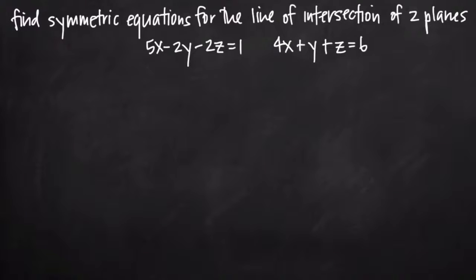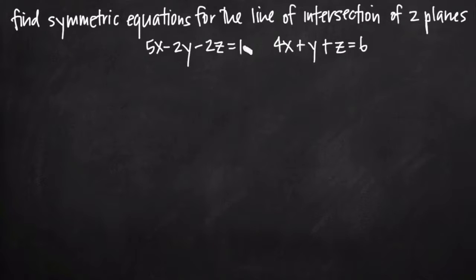Today we're going to be talking about how to find the symmetric equations for the line of intersection between two planes. In this particular problem, we've been given the equations of two planes. One is 5x - 2y - 2z = 1. The equation of the other plane is 4x + y + z = 6. Based on what the problem is asking, we know that these two planes intersect each other in a line.